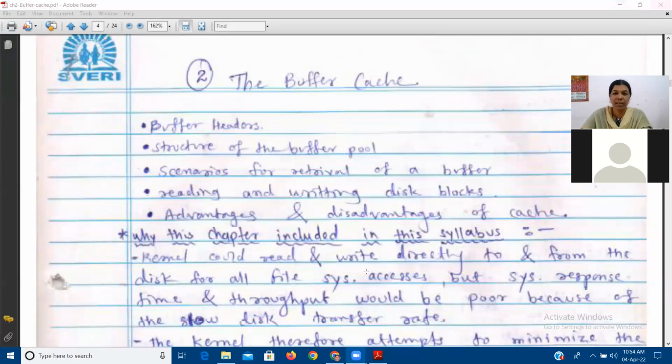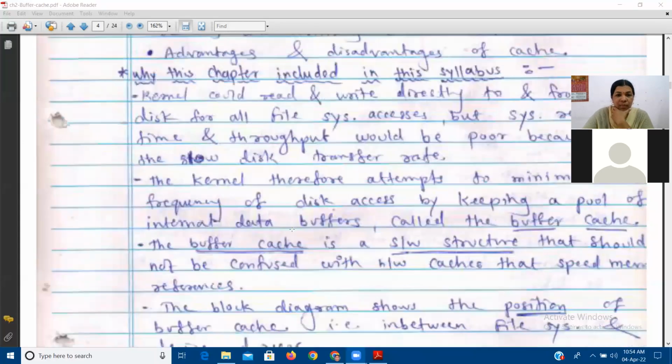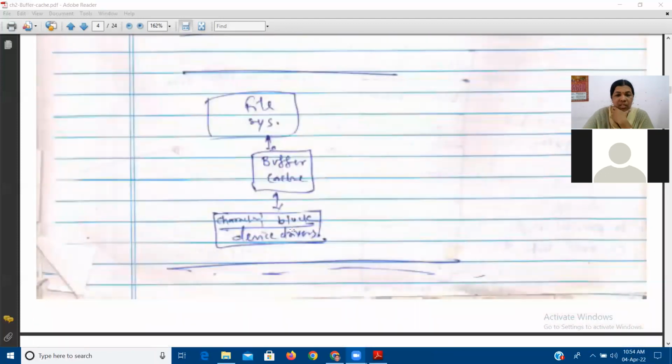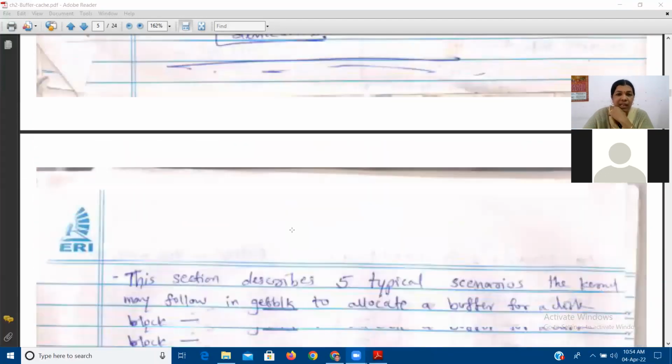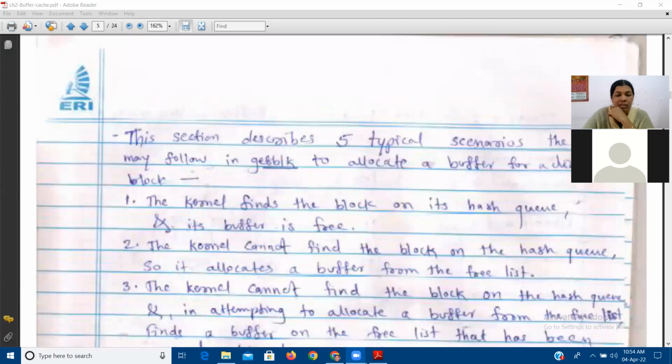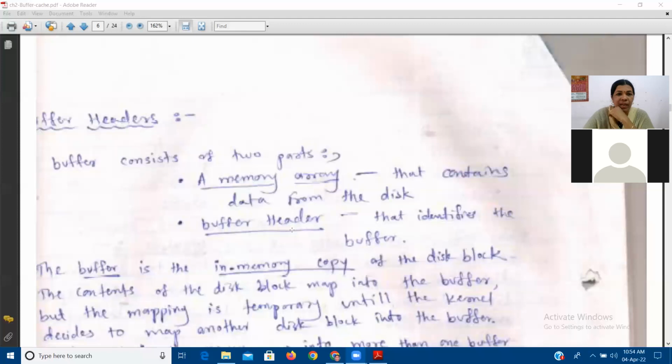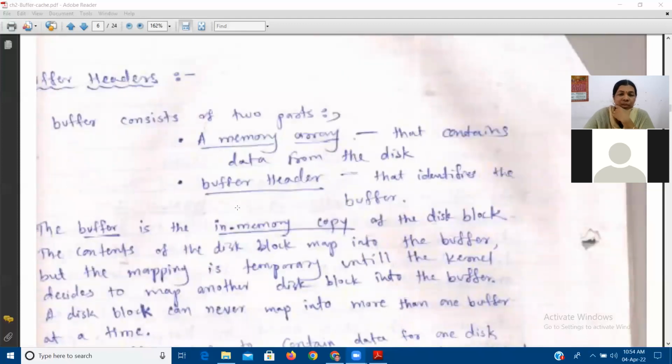So we'll go to the actual chapter. I said that total 5 points we are discussing. So first of all, the buffer header. We'll see about the buffer header. So this is about the location of the buffer cache inside the architecture. So just a minute, pages are getting displaced. Okay, buffer header. So this is about a buffer header.